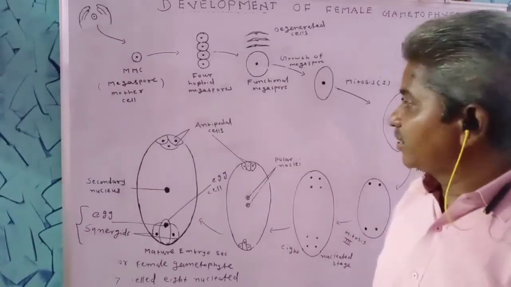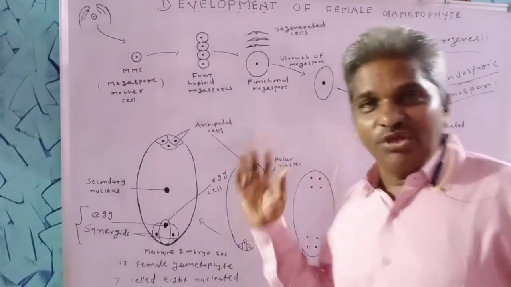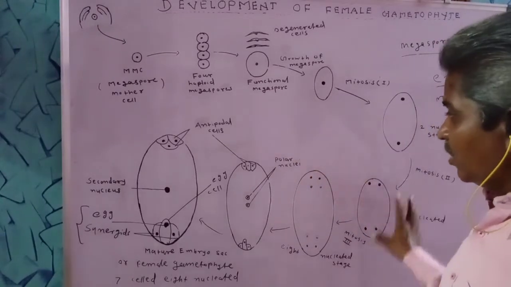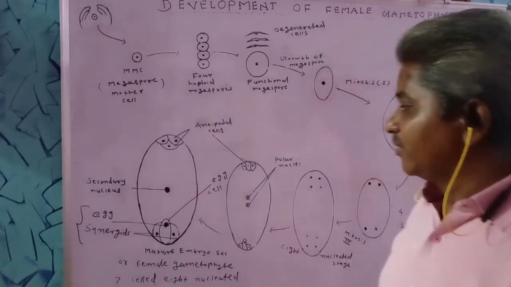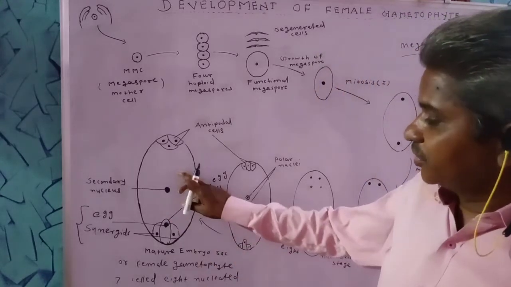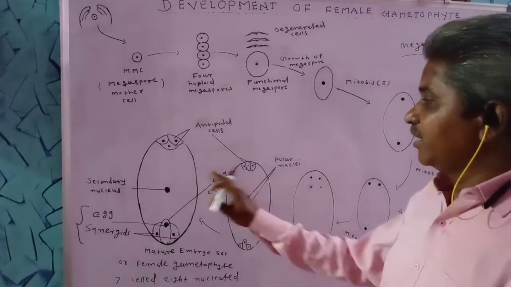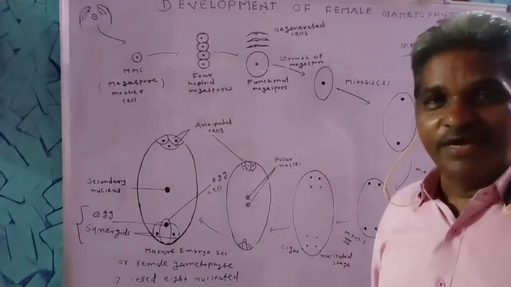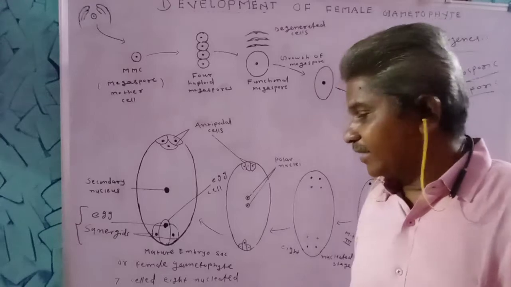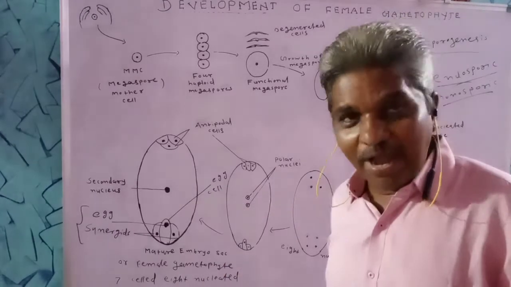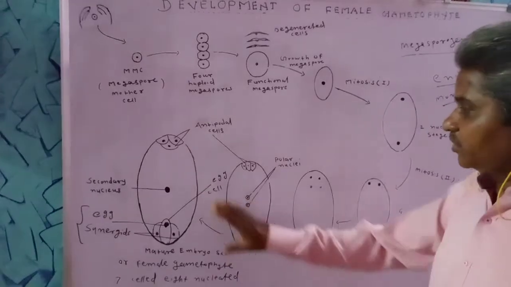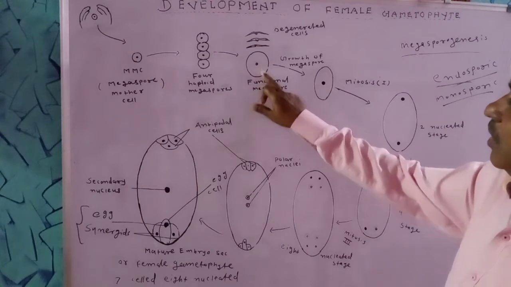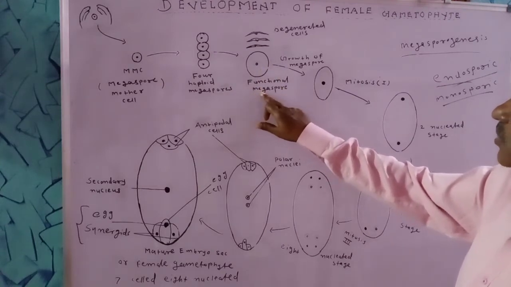All these developmental changes, that is three successive mitotic divisions and enlargement of the functional megaspore, occur, and at the end of the development of the female gametophyte, a 7-celled, 8-nucleated structure is formed. This 7-celled, 8-nucleated structure is called the embryo sac or female gametophyte. It developed from this single functional megaspore.